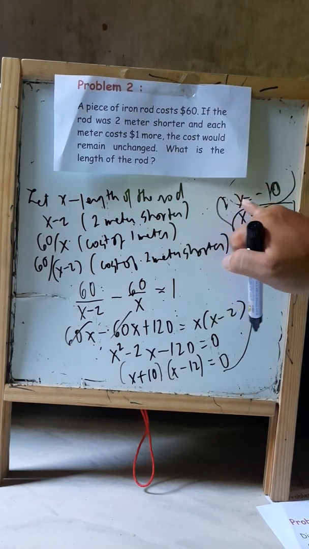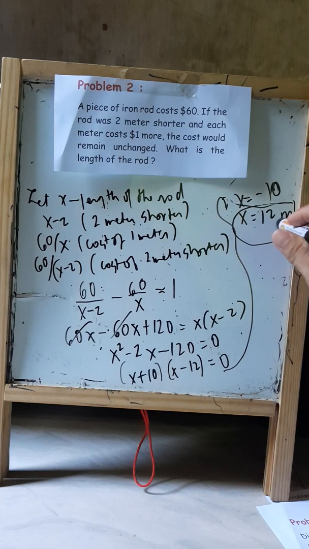Okay. So what is the length of the rod? The final answer is 12 meters. So that is how we answer problem number 2. Let's proceed to number 3.